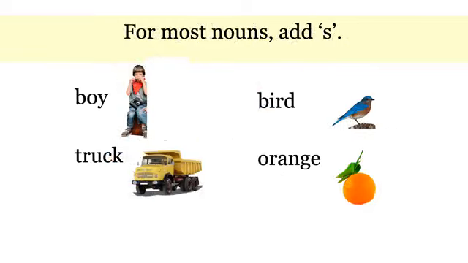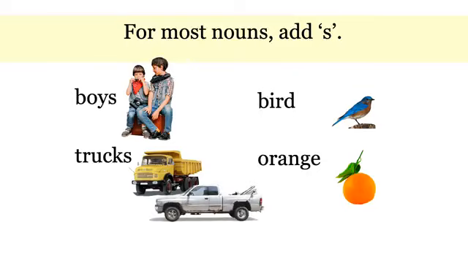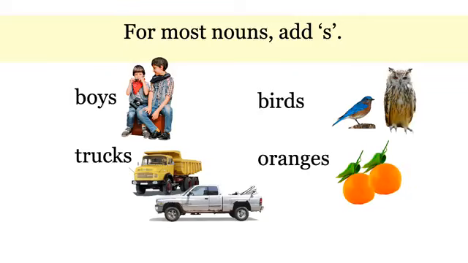For most nouns, add S. The plural of boy is boys. And we have 1 truck and 2 trucks. Here is 1 bird. We add an S. We have 2 birds. Orange is the same. Add an S, and we have 2 oranges.